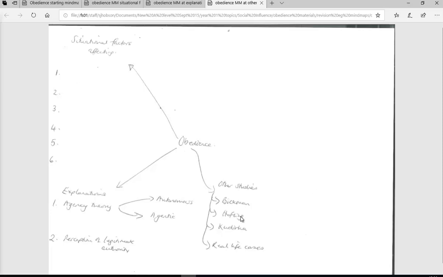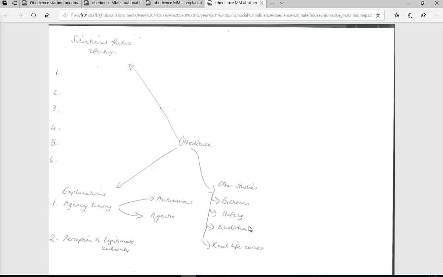What was great about that was obviously it had high ecological validity because it was a real life setting. Obviously they didn't really administer the drug. It was a stooge and a placebo. But it was a real life setting, high ecological realism, high mundane realism. It is the real world. It is a genuine hospital setting.